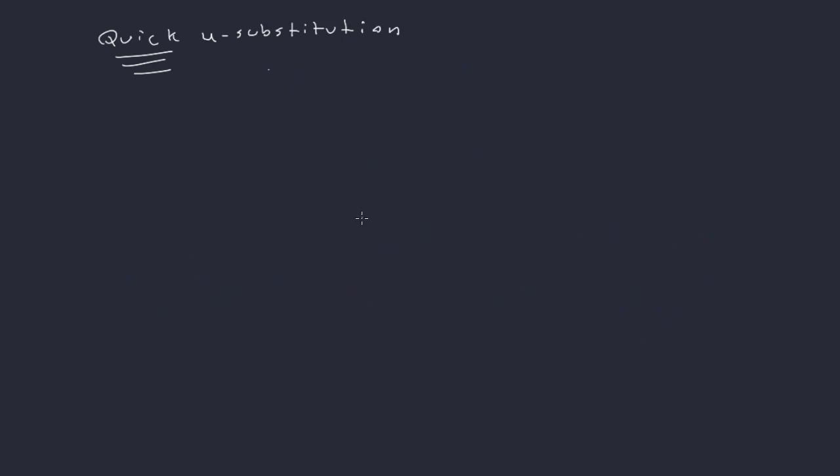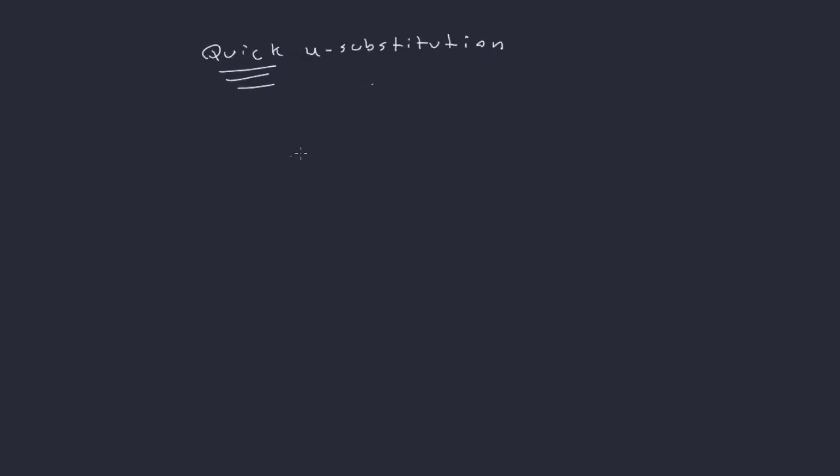Alright, and the first technique I want to talk about is what I like to call quick U substitution. You know, there's nothing official about that name. It's just what I like to call it. And the idea is that we want to be able to integrate things faster, right? The faster we can get through some of these things, the better time we're going to have. So we sort of want to speed up the integration process.